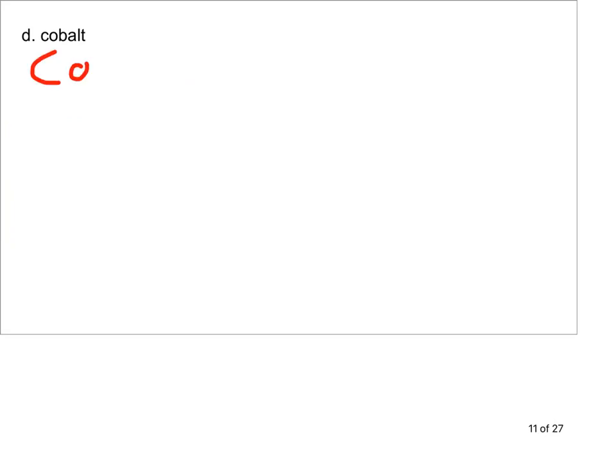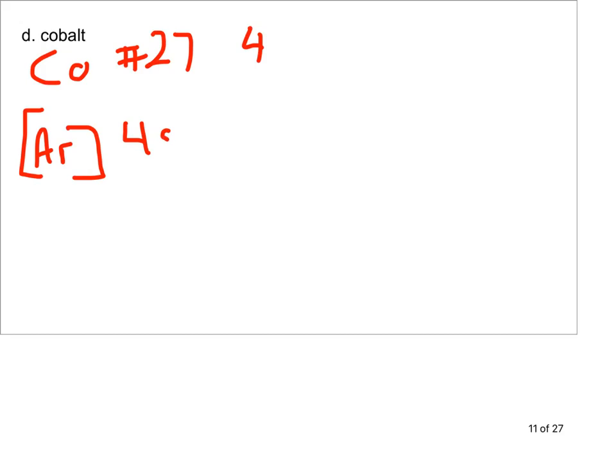Cobalt, Co, element number 27, and here we're in a d block, and we're in the fourth energy level still. So cobalt, start with argon, and then we got a 4s2, and then we move into the d block where we find cobalt. And it's off by 1, so it's going to be 3d, and it's 1, 2, 3, 4, 5, 6, 7th one over. So 3d7.